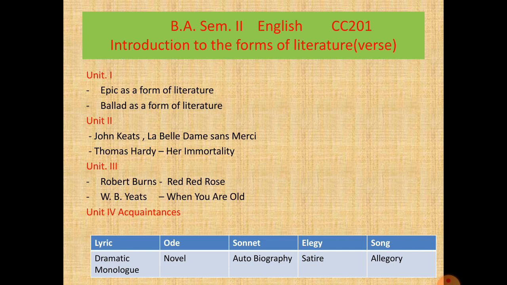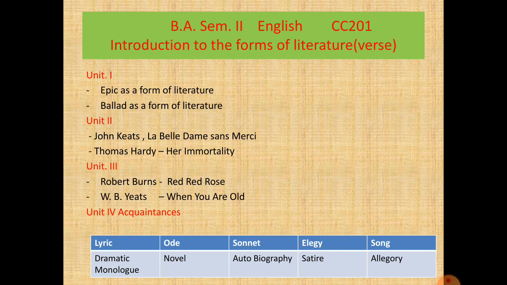So, dear students, in this slide you can see the whole syllabus of paper CC201, I mean the core compulsory paper 201. In the same way as in BA Semester 1, in this semester in CC201 you also have 4 units in your syllabus.